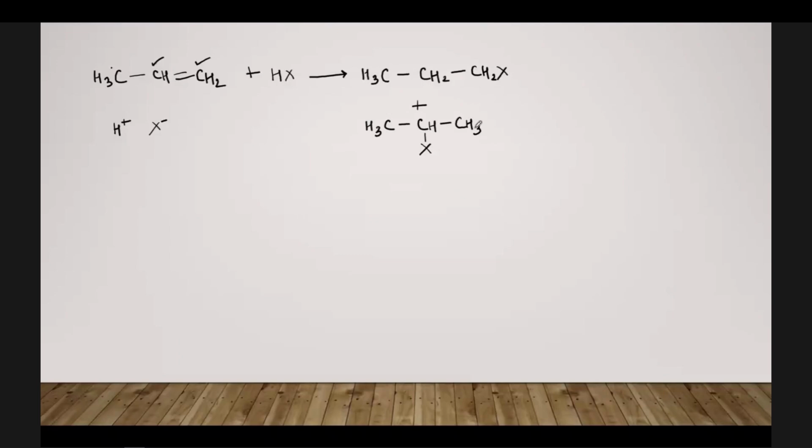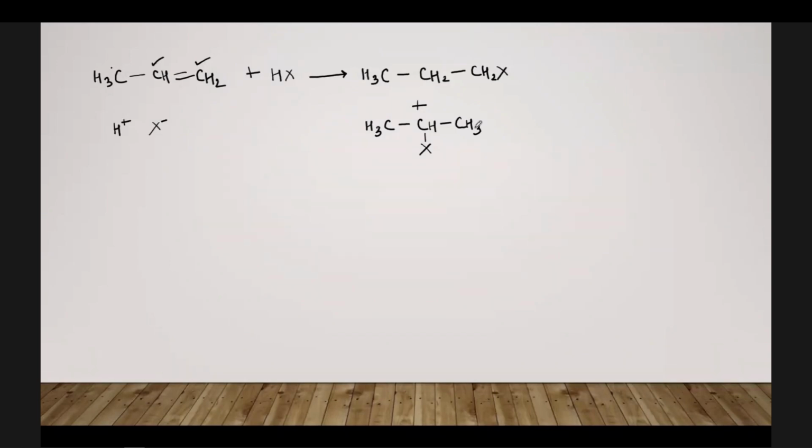Now suppose 1 mole of propene is reacted with 1 mole of HX, then what will be the quantity or amount of these products getting formed? Simply looking from above, we could say 50% the first one and 50% the second one. That means 0.5 moles of the first one and 0.5 moles of the second one.